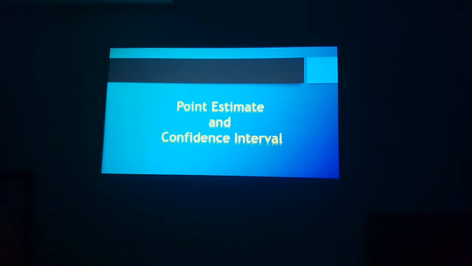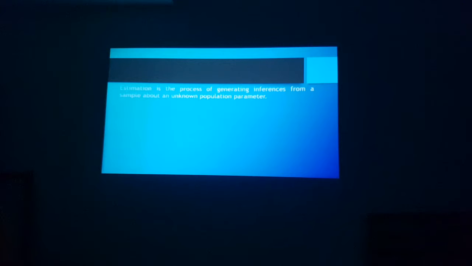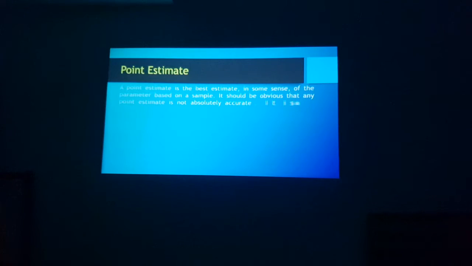Point estimate and confidence interval. Estimation is the process of generating inferences from a sample about an unknown population parameter. An estimator is a statistic that is used to infer the value of an unknown parameter. Point estimate. A point estimate is the best estimate, in some sense, of the parameter based on a sample.